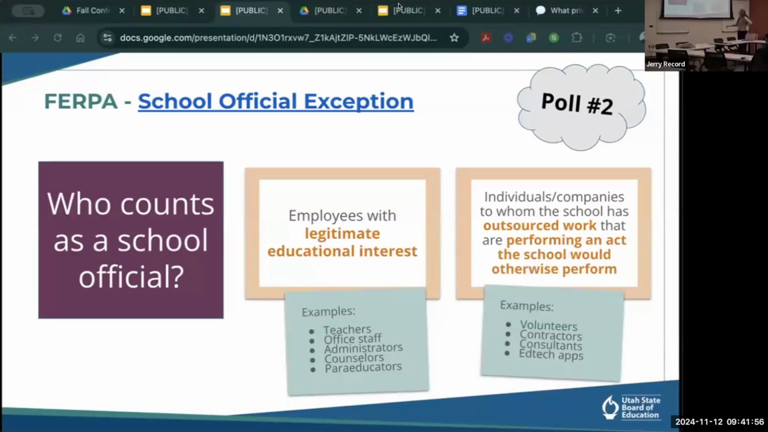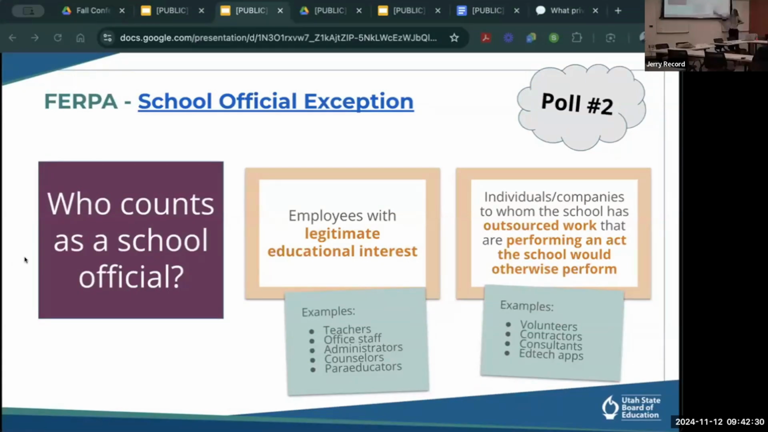And then a really big one is ed tech apps. So most of you have a student information system that you did not design. It's not designed in-house. You're sharing data with a student information system because that system is providing a service for you that your school would otherwise provide, probably on paper. Other examples can be other educational technology apps like Nearpod. You're permitted to share data with Nearpod because Nearpod is providing an instructional service that the school would otherwise provide.